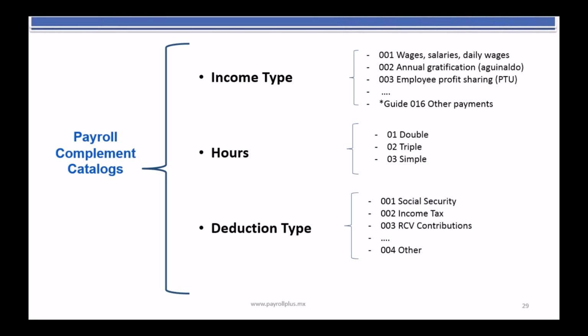Then we have the hours type catalog, which is another that is new, 01 for double, 02 for triple, depending on the type of extra hours that the employee has worked. Then we have deduction type, which has been amended to indicate that type of deduction can be 001 for Social Security, 002 for income tax. So in this case also, it is important to specify each one of the deductions.